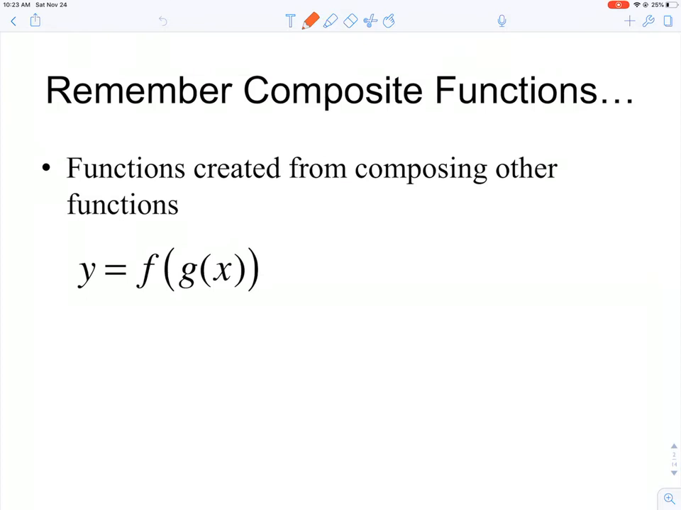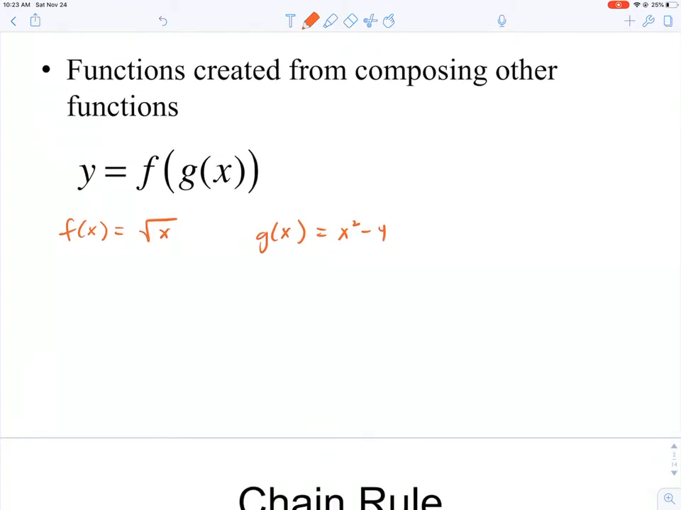So a function composed with another function. Remember, I said I like to think of these functions like Russian nesting dolls. So, for example, if f of x were the square root of x and g of x were, let's say, x squared minus 4, then f composed with g. I like this notation better because you can see which function is the outside function and which is the inside function. So f composed with g of x is the function f of x evaluated at g of x, which would be the square root of x squared minus 4.